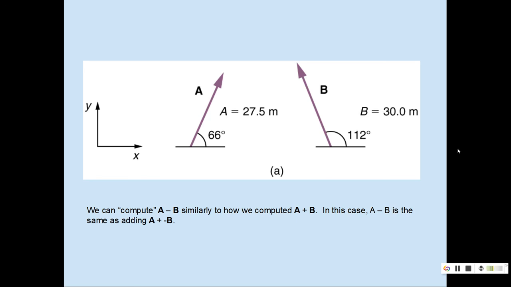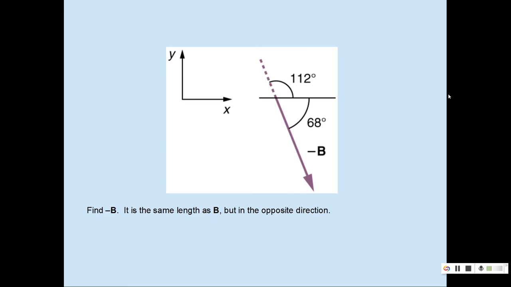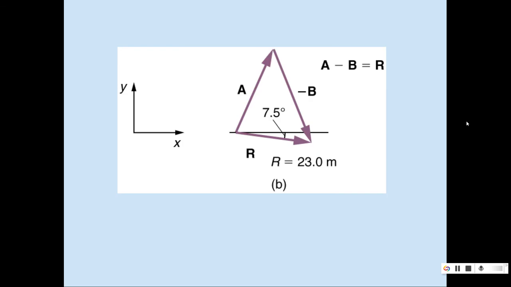The first thing you want to do, if you want to do a minus b, is figure out what negative b is. So it'll look like this. We have 112 degrees here, so putting it in the opposite direction, that would be negative 68 degrees, or 68 degrees below the x-axis, however you want to think of it. Either way is fine. So now we've found negative b, now we can just add a plus negative b the same way that we have been doing before.